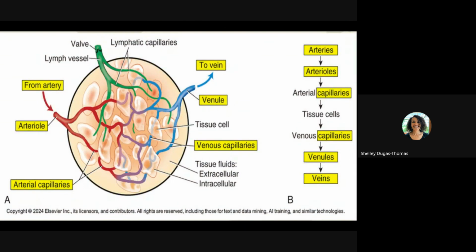This diagram visualizes the recycling process. In Section B on the right, the structural hierarchy flows from large arteries to smaller arterioles to microscopic capillaries. At the capillary level, fluid escapes into the tissue cells. Then it flows back through venules and finally veins. Notice how the green lymphatic capillaries are interwoven right there in the middle. They are standing by to catch the excess fluid, extracellular fluid that the venous capillaries miss.